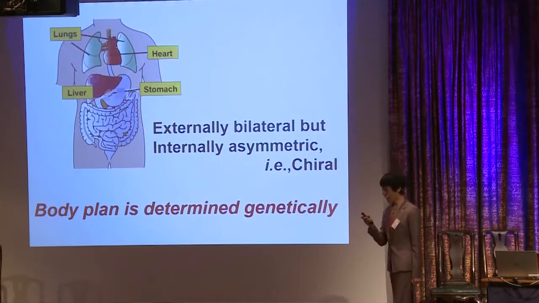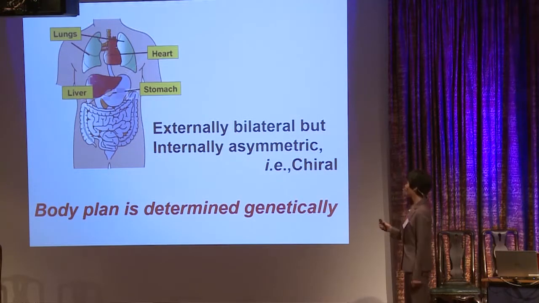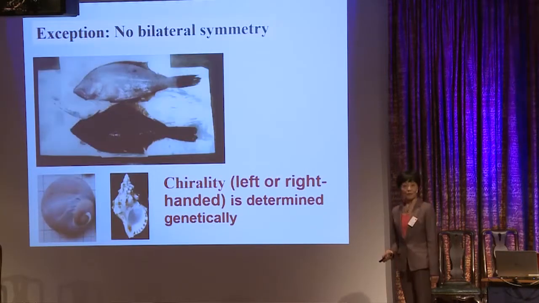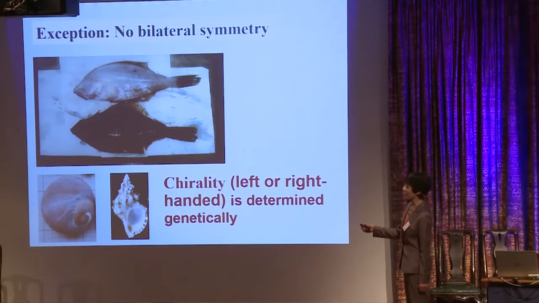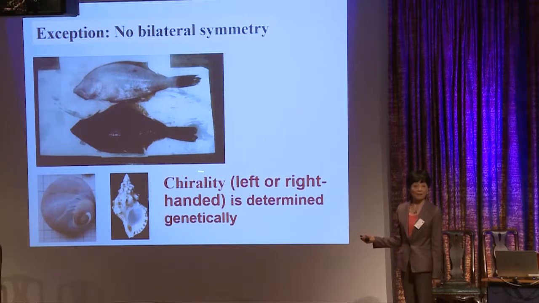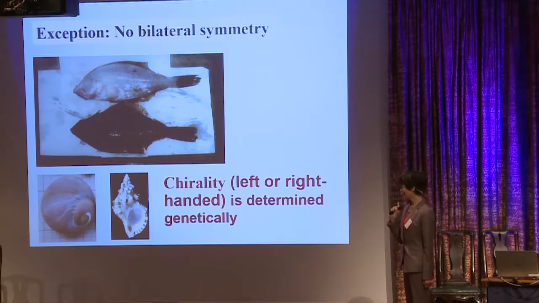Although we are bilateral, our body is asymmetric. That is chiral. You can see the heart, stomach and gut go in one direction, and this is determined by genes. Genetically, it is determined. Exceptions are this flatfish and these snails, which are chiral, but again these are determined by genes.